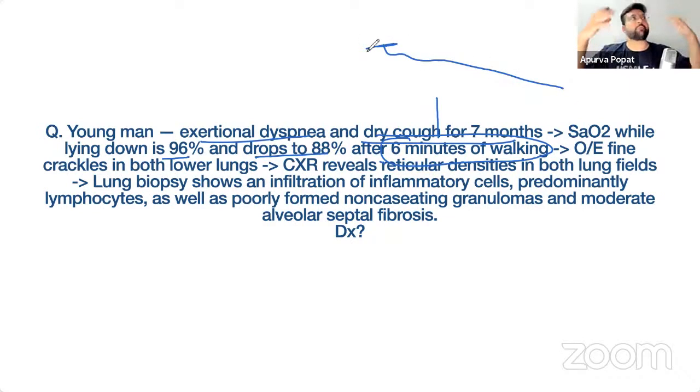Let's say I'm starting 6 minutes of walking today. I want to know what has happened after a month. You can know by chart measurement of 6 minutes of walking. That's a standard test if you have any cardiac or pulmonary related shortness of breath. Anyway, this patient is having crackles on both lower lobes of the lung. Chest x-ray is showing reticular densities in both lung fields. Lung biopsy is showing infiltration of inflammatory cells, predominantly lymphocytes, and poorly formed non-caseating granuloma and moderate alveolar septal fibrosis.